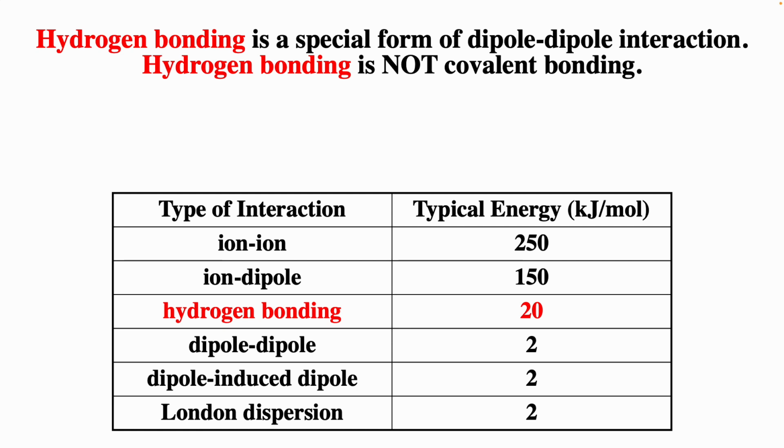Hydrogen bonding is a special form of dipole-dipole interaction. Hydrogen bonding is not covalent bonding. It's a little confusing. We say hydrogen bonding, but it's not a covalent bond. It's a special form of dipole-dipole, about 10 times stronger than typical dipole-dipole interaction.